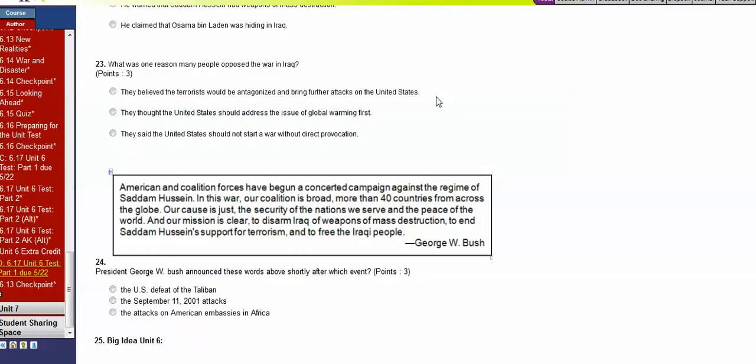Number 23, what was one reason many people opposed the war in Iraq? They believed the terrorists would be antagonized and bring further attacks on the United States. They thought the United States should address the issue of global warming first. Or the last option, they said the United States should not start a war without direct provocation.